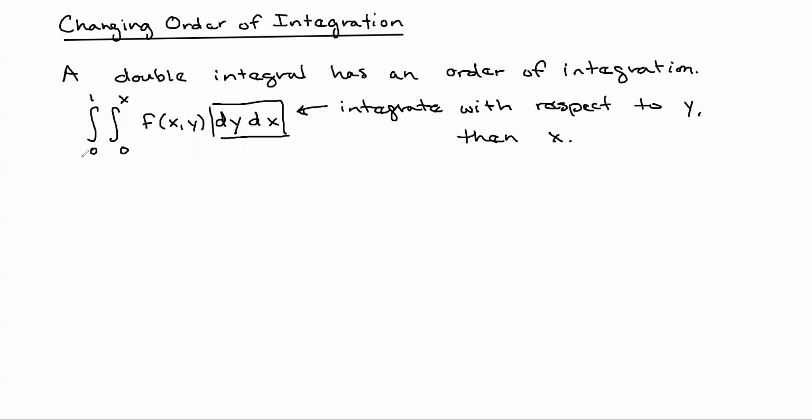And you can use that order of integration to go through and label the bounds here. So since we have dy first and we're integrating with respect to y first, that means that these first set of bounds, the inner bounds, are in terms of y, are y functions. So we have y equals 0 to y equals x. And then since dx is second, that means the outer bounds are x bounds.